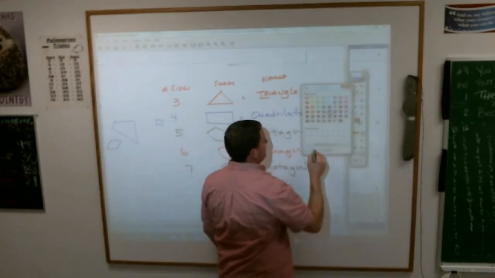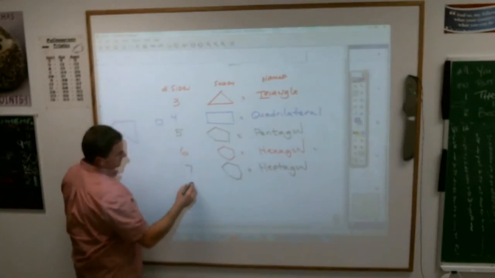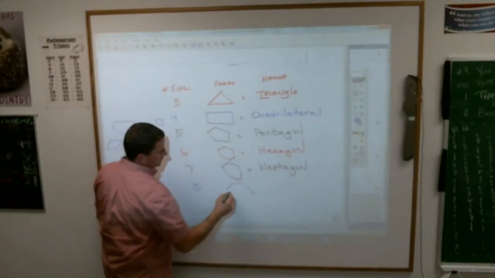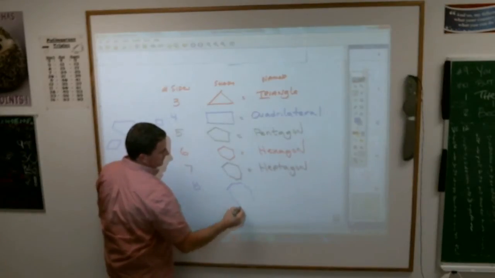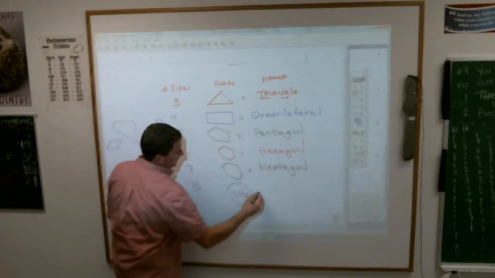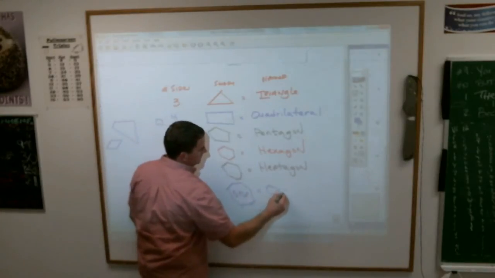You, I'm sure, probably know this one. The eight-sided shape. Octagon. Stop sign looking shape. 1, 2, 3, 4, 5, 6, 7, 8. S, T, O, P is an octagon.